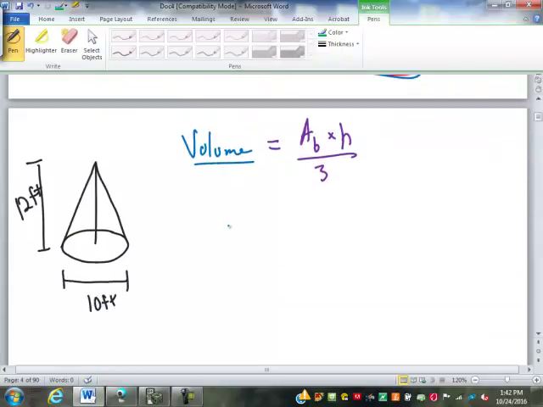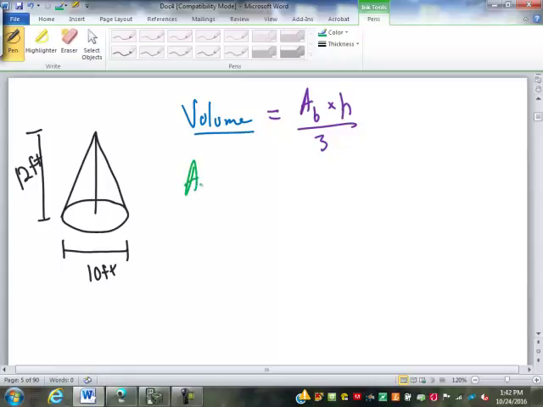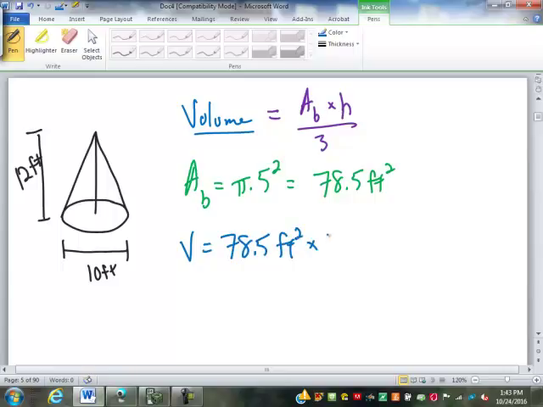So the volume of this cone here, we still got to find the area of our base. It's going to be pi times 5 squared, otherwise known as 78.5 square feet. Then we'll find our volume. 78.5 square feet times 12 feet, which will give us 942 cubic feet, correct? I believe that's it.